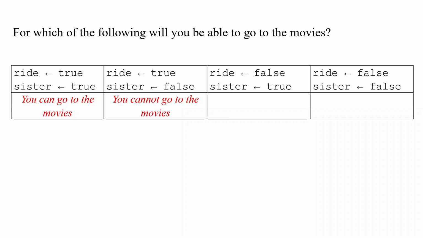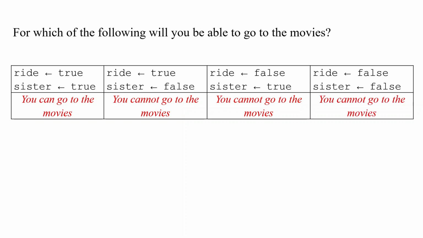Other situation: hey, I don't have a ride to the movie theater, mom, but I will take my sister. What would the outcome of that situation be? She would again say, you can't go to the movies. I told you, you have to have a ride and you have to have your sister. Both have to be true. So in the situation where you say, I don't have a ride and I'm definitely not taking my sister, your mom's still not going to let you go to the movies.